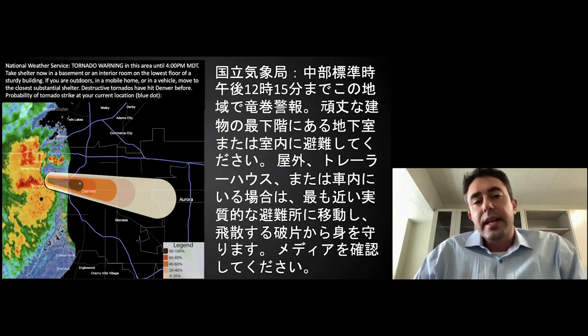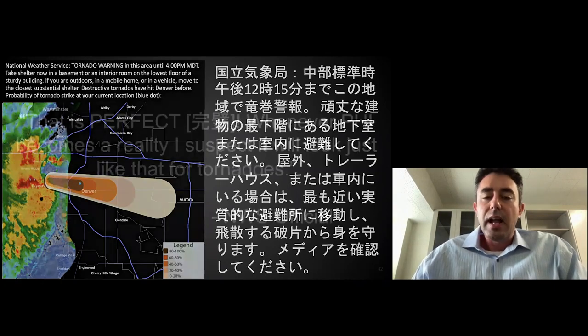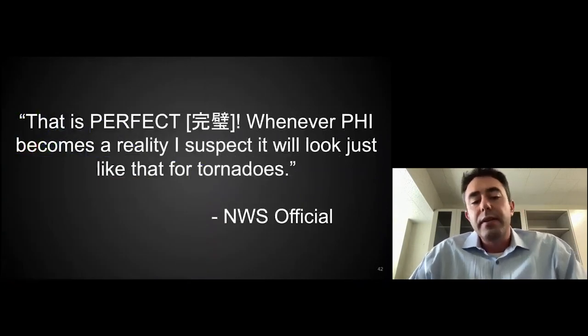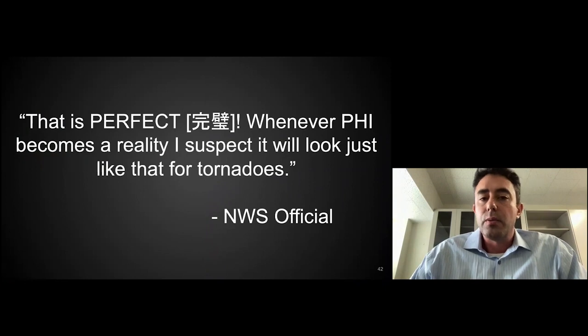So after I sent this mock message to our contacts in the Weather Service, I received this email back. It said, that is perfect. Whenever PHI becomes a reality, I suspect it will look just like that for tornadoes. So this response from the National Weather Service officials that we're working with really gives us confidence that we're on the right track, that these are the kinds of messages that publics might receive in the future.